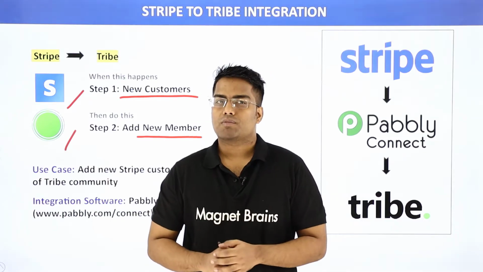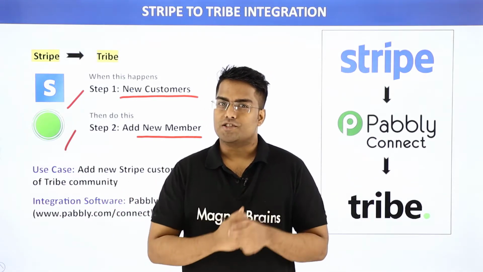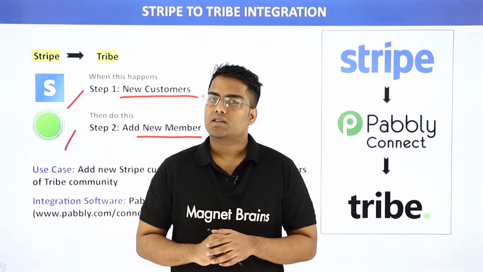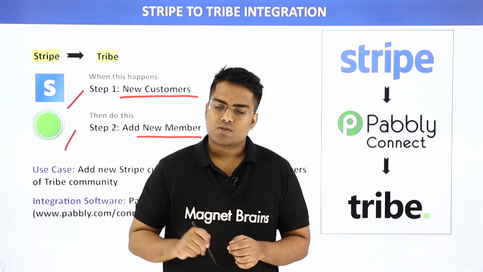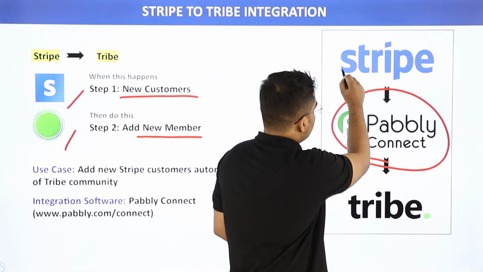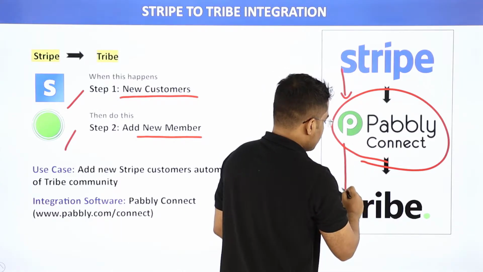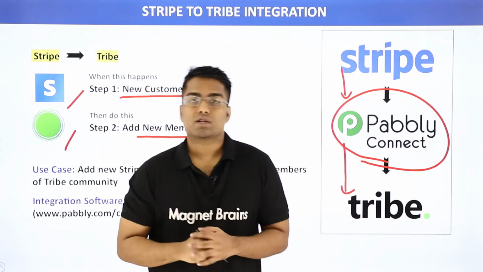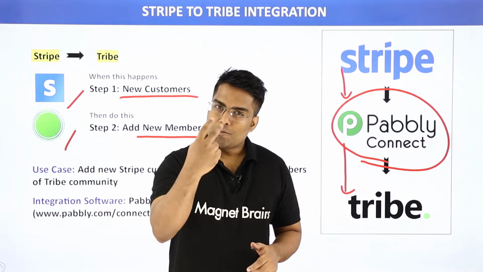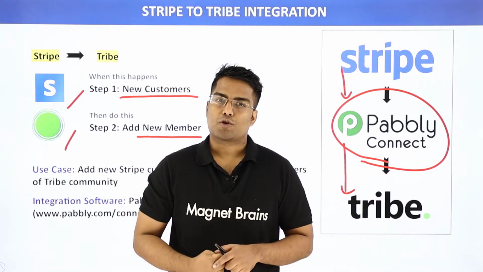But there is one minor problem. Stripe and Tribe are two different applications. Hence, there is no data flow between them. In cases like these, we need to bring a third app to connect them both. So in this video, we will use Pabbly Connect to integrate Stripe and Tribe. And the best part of using Pabbly Connect is, there is no need for coding skills or programming language. It can be done in 2 easy steps. Let me show you on my screen.